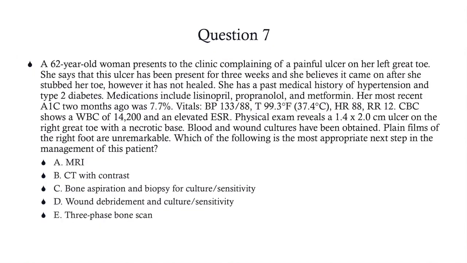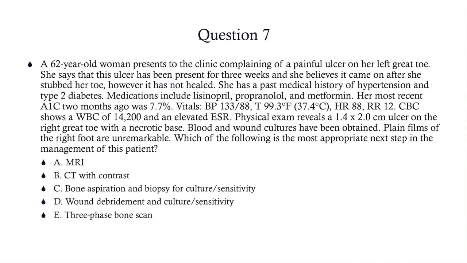Okay. Question 7. A 62-year-old woman comes to the clinic complaining of a painful ulcer in her left great toe. She says that this ulcer has been present for 3 weeks and she believes it came on after she stubbed her toe. However, it is not healed. She's got a past medical history of hypertension and type 2 diabetes. Medications include lisinopril, propranolol, and metformin. Her most recent A1C 2 months ago was 7.7.